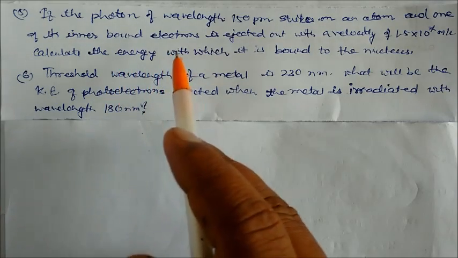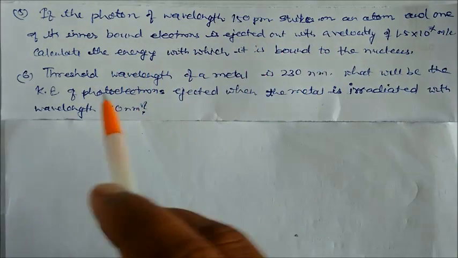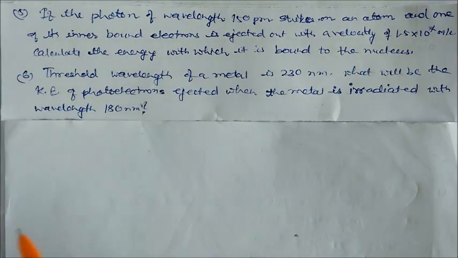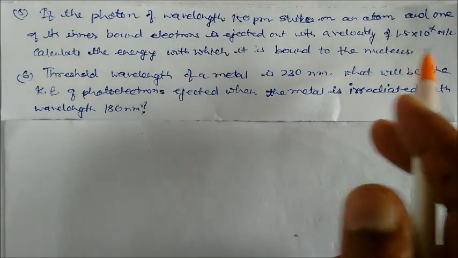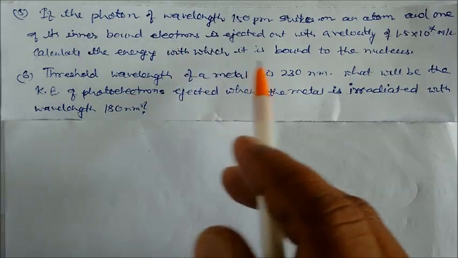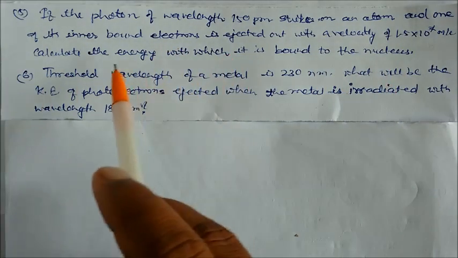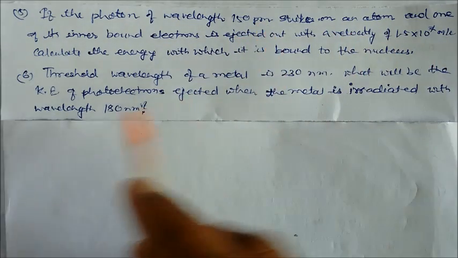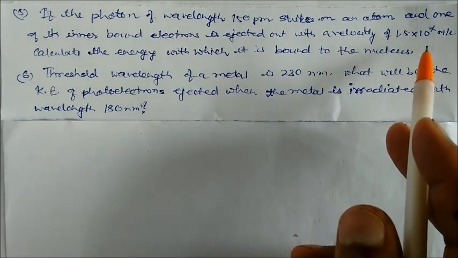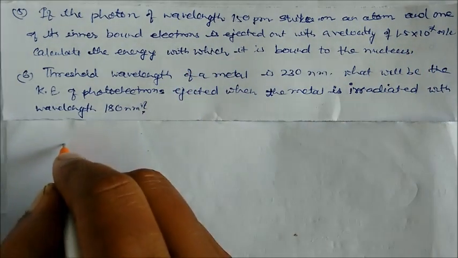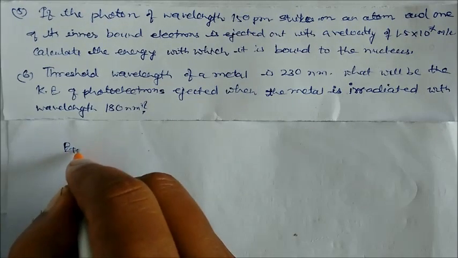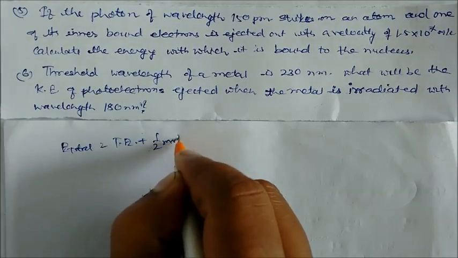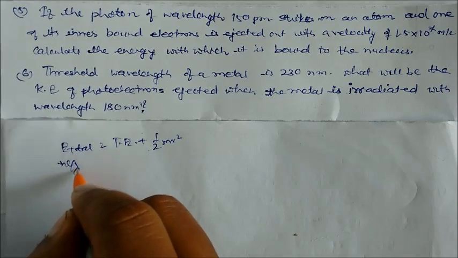If a photon of wavelength 150 picometer strikes an atom and one of its inner bound electrons is ejected out with a velocity of 1.5 into 10 power 7 meter per second, calculate the energy with which it is bound to the nucleus. So this is our equation. The incident wavelength is 150 picometer, so we can find out the energy. Here the kinetic energy is also given, and we have to find the threshold energy. So we can use the equation: total energy given on the metal is equal to threshold energy plus half mv square. Here the total energy is nothing but hc upon lambda. We can use this one.